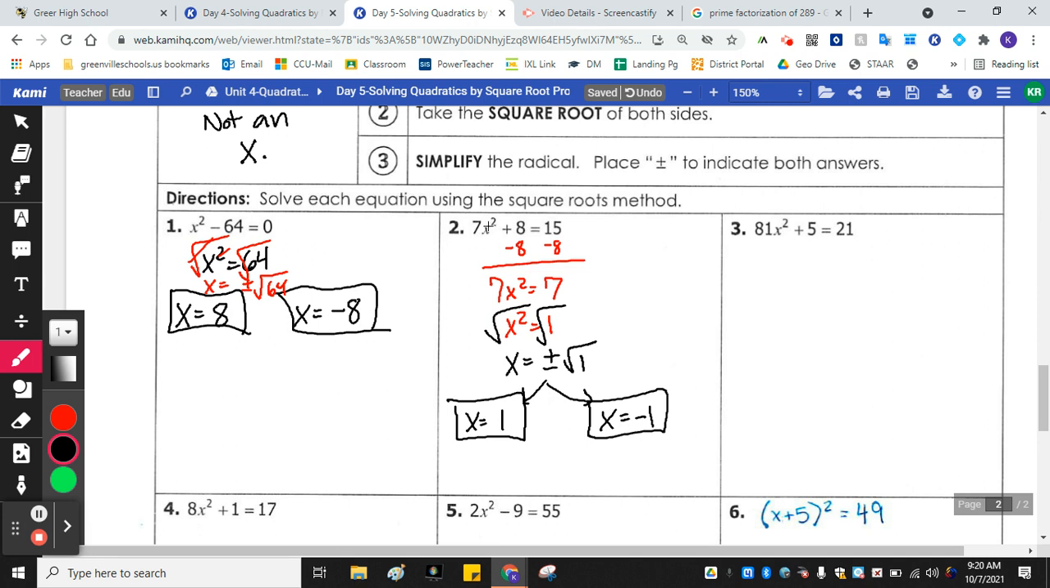If I plug in 1, 7 times 1 squared plus 8, well, you square first. 1 squared is 1 times 7 is 7 plus 8 is 15. Same thing with negative 1.